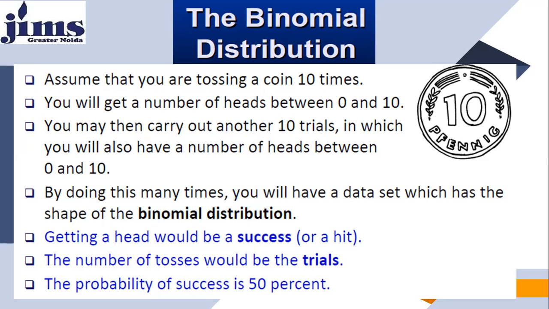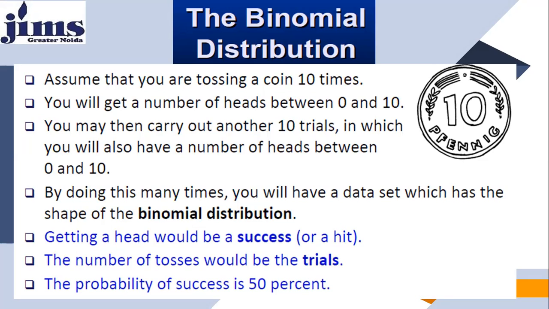Now you perform again this same event after some time, and again you toss a coin 10 times. So again you have some sample points, right? So by doing this many times, when you have sample points, you will have a data of each event, and all that event become a data set which has the shape of the binomial distribution. That's why we call it a binomial distribution. Actually it is the distribution of probability, right?